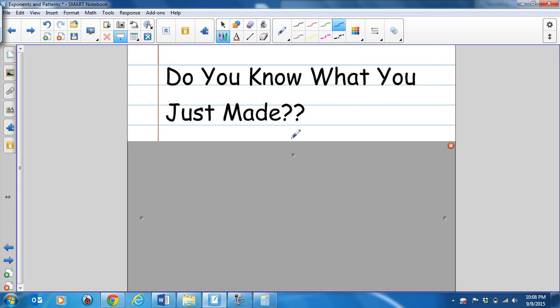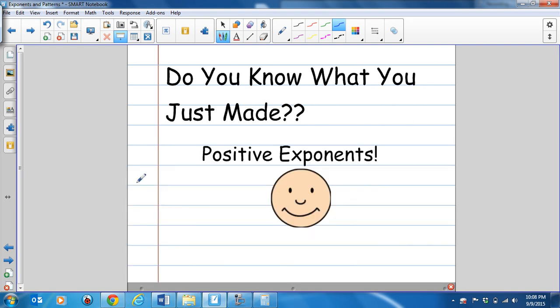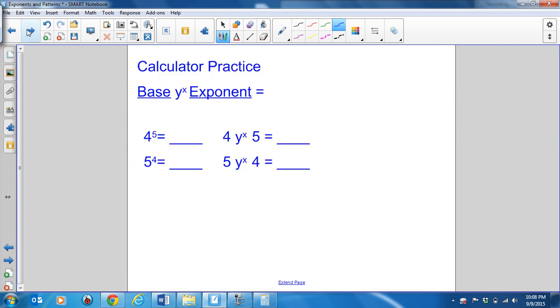So you know what you just made? If you said positive exponents, you are correct. So we're going to do this practice tomorrow.